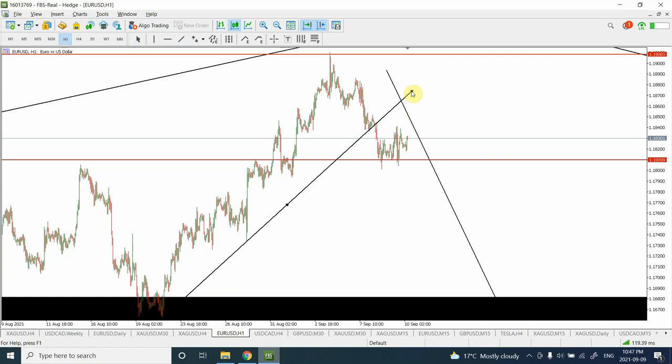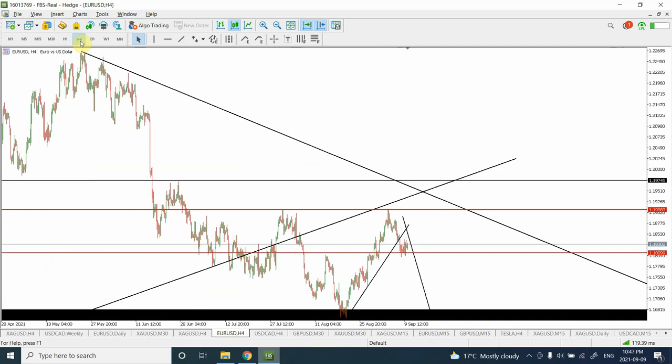Here you can see the support is also broken for this price movement as well. So this is basically giving us an indication that, once again, if you do not want to pick a top, it's very difficult on a small time frame to pick a top. So it's a good time frame, it's a good correction to join the bearish trend in euro.